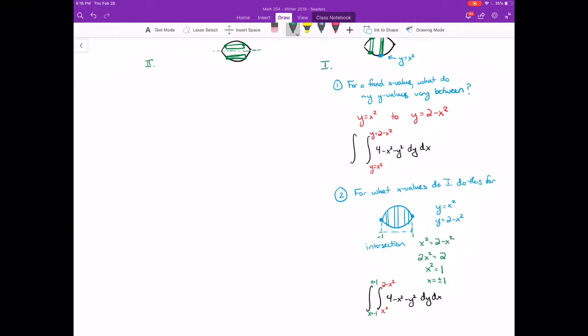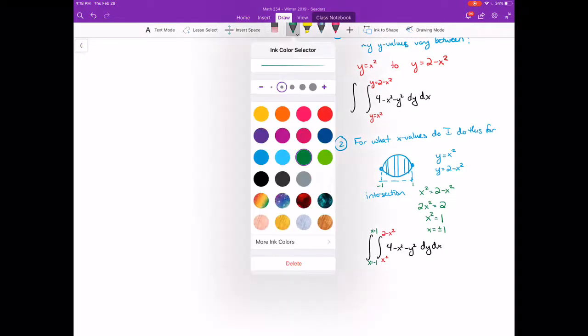So my integral winds up being the integral from negative 1 to 1 and the integral from x squared to 2 minus x squared of 4 minus x squared minus y squared dy dx. And that's my total grams of chocolate.